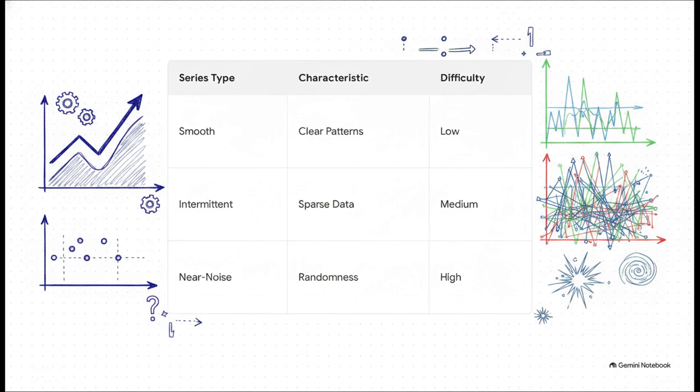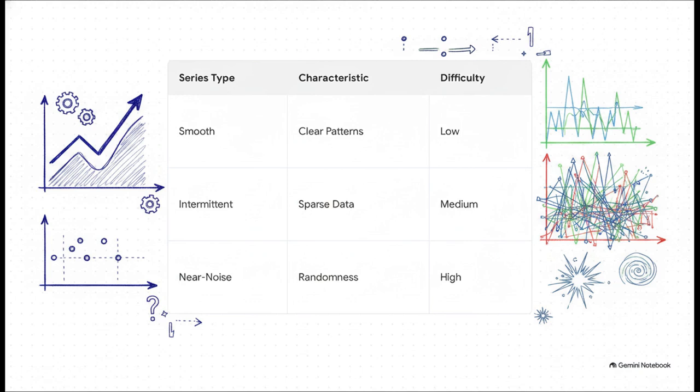We've got smooth demand on the left, displaying clear, readable patterns. Think of this like daily sales of milk at a grocery store. Super predictable. In the middle, intermittent demand, where the data's sparse and zeros are common, more like selling specialized spare airplane parts. And then on the right, near noise, which is almost entirely random and chaotic.